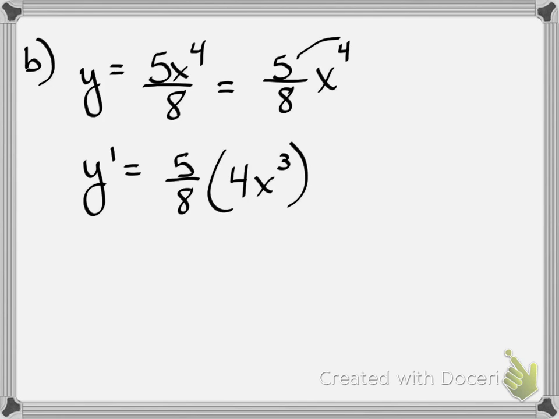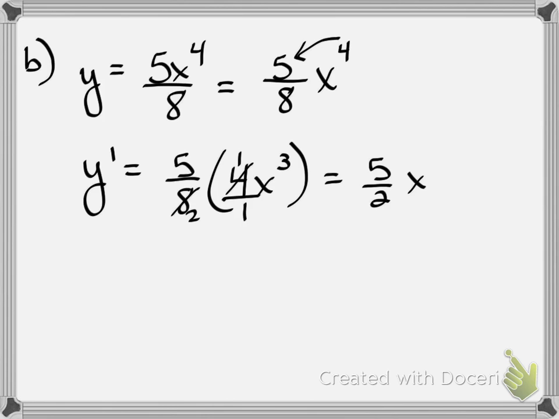Normally we would just bring the 4 down and multiply it, which we can. I just separated it a little bit, but you definitely can just do that. So put 4 over 1. So that's 20 over 8, or reduce those by 1 and by 2. Reduce those both by 4, I mean. And you would get 5/2 x to the 3rd.